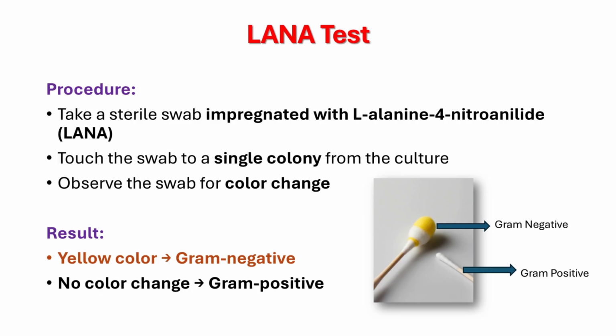To perform the test, take a sterile swab that has been impregnated with L-alanine 4-nitroanilide. Touch the swab gently to a single colony from the culture. If the organism is Gram-negative, the swab will turn yellow due to enzymatic cleavage of the substrate. If there is no color change, the organism is considered Gram-positive.